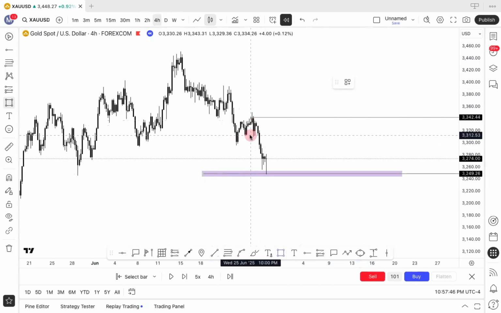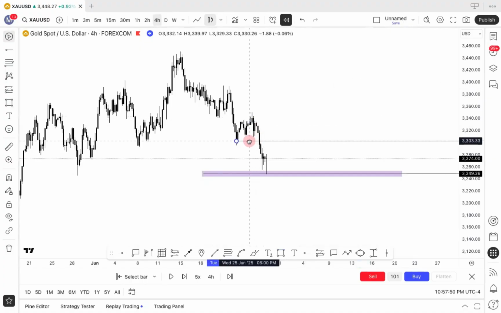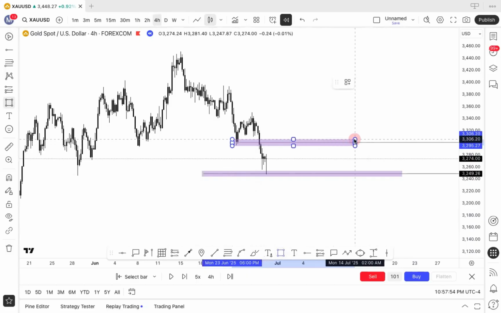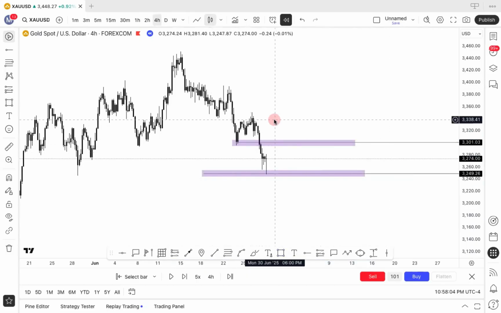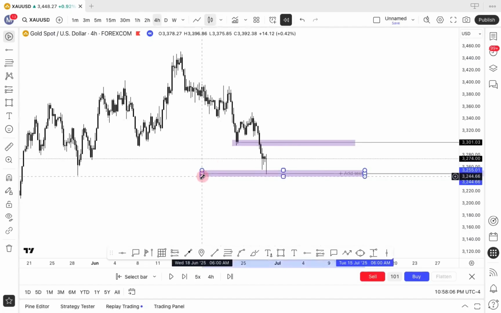Okay, so I'm gonna bring back this zone to this level here. I may adjust it on the lower time frame. Remember, you can adjust things. Even if you don't like it as you go down, that's okay. So this is how the 4 hour time frame is going to look. I have one support and I have one resistance.